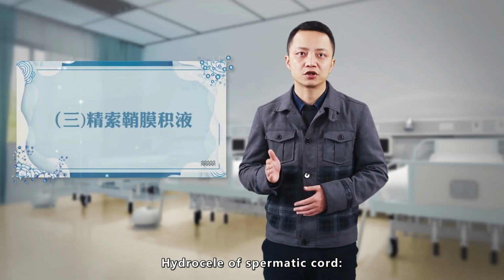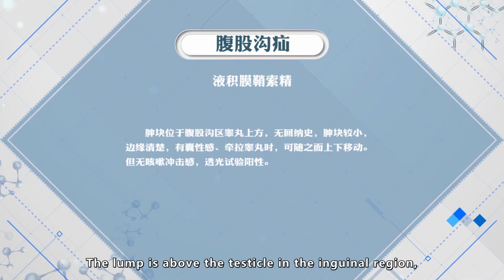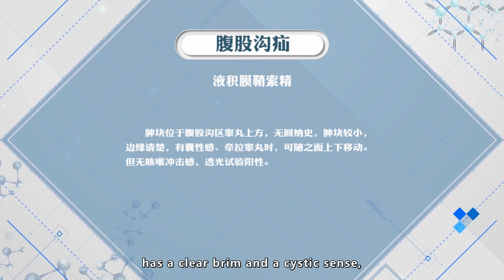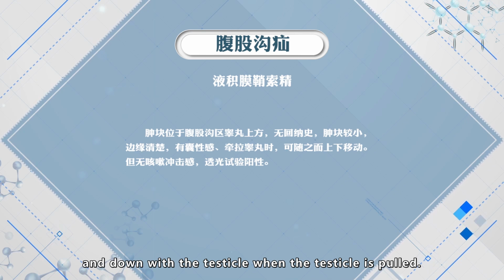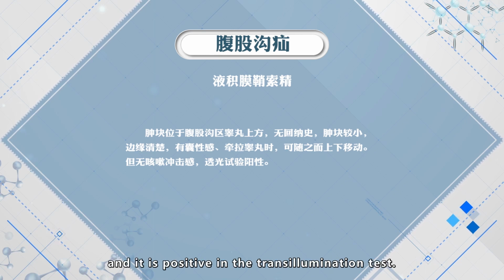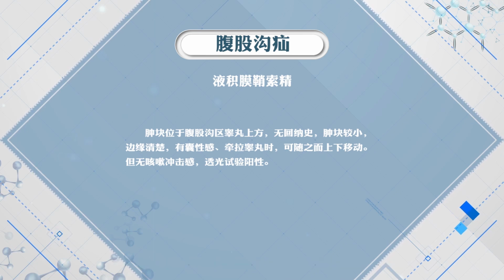Hydrocele of spermatic cord. The lump is above the testicle in the inguinal region, irreducible and small in size, has a clear border and cystic sense, and would move up and down with the testicle when the testicle is pulled. Rush is not felt during coughing, and it is positive in the transillumination test.